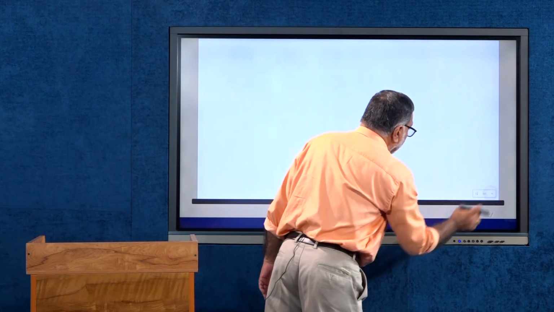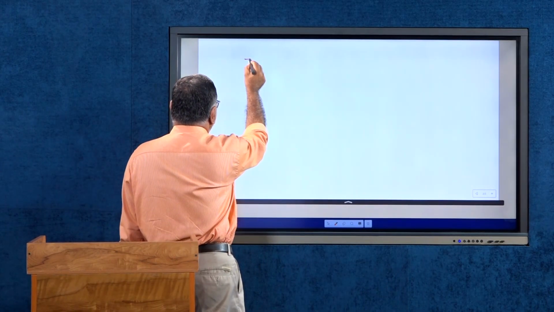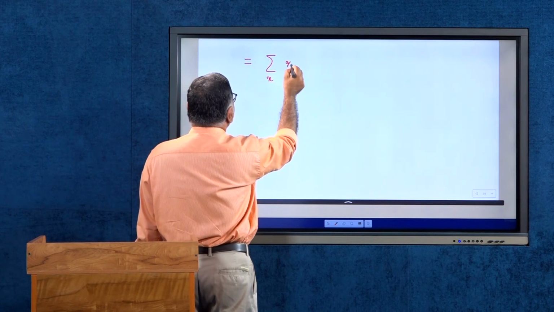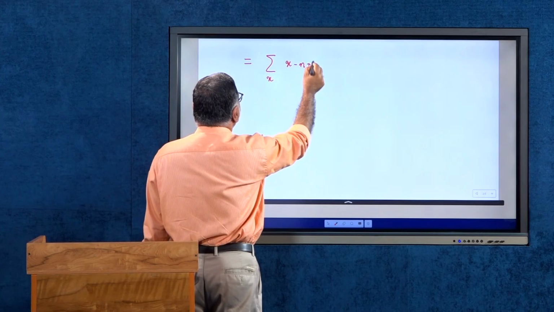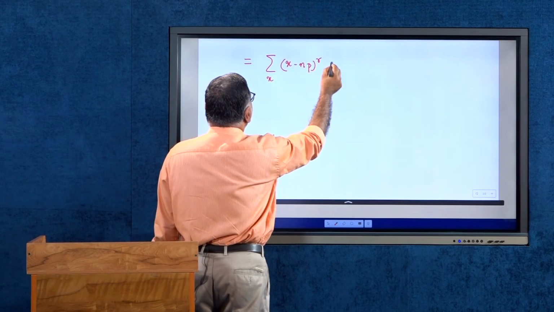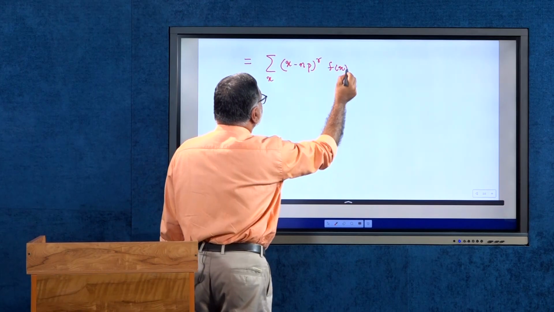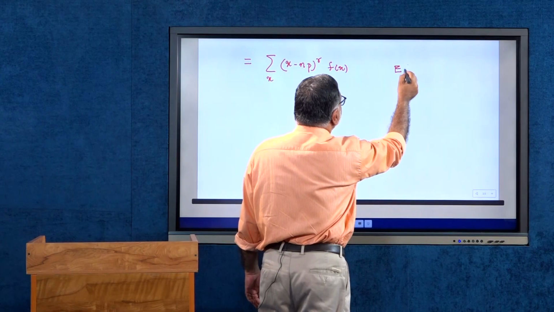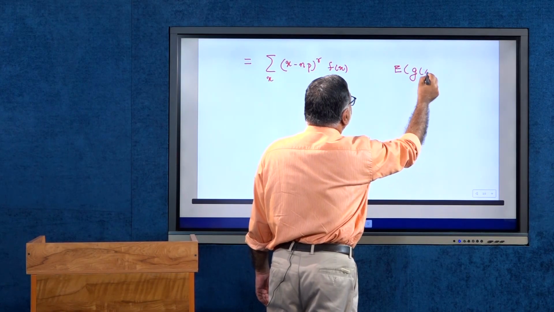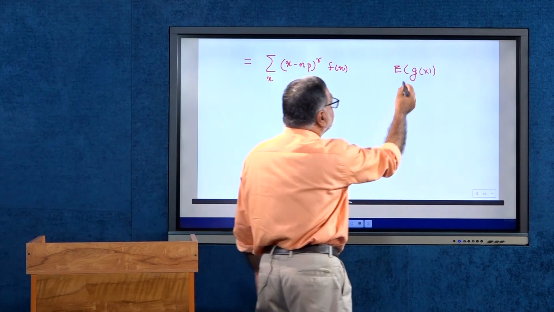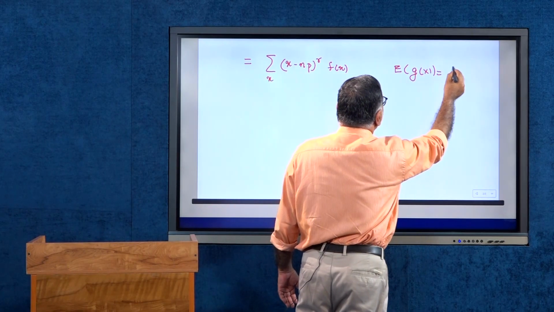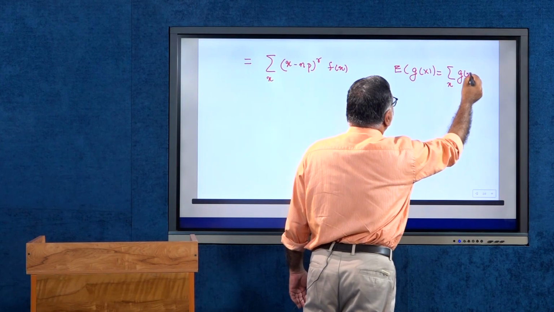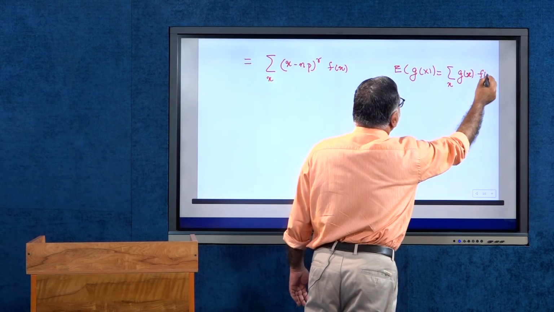That is obtained by sigma over x, X minus np power r into f of x, using the formula for the expectation of g of X. We know g of X is a function of X. This is equal to sigma over x g of x into the probability mass function of X.